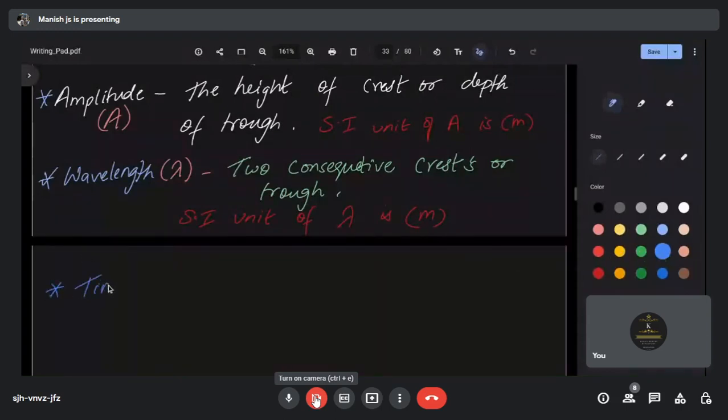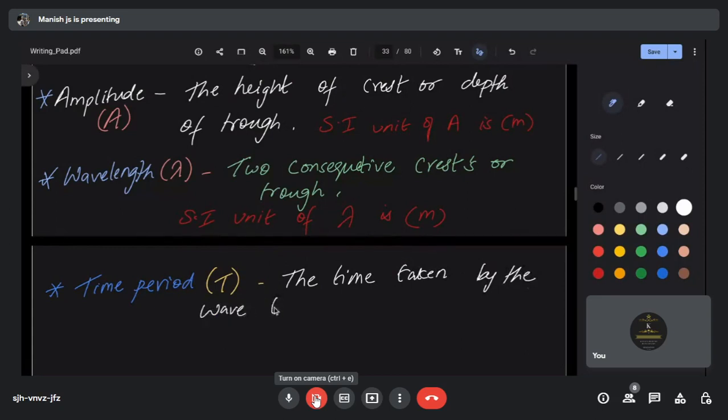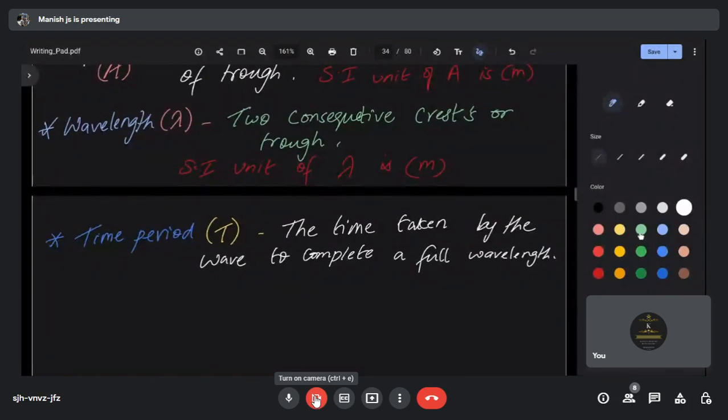Third one, what is time period? இப்போ time period of the waveform வந்து, so generally we represent using the letter capital T. So the time taken by the wave to complete one full waveform is called as one time period. Okay, the time taken by the wave to complete a full wavelength. To complete a full wavelength, you call that as the time period.